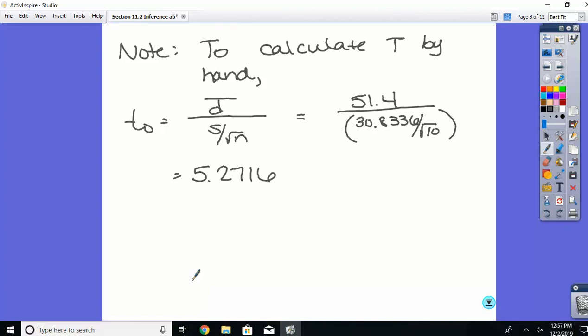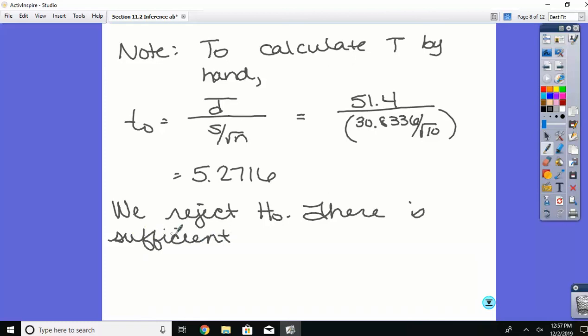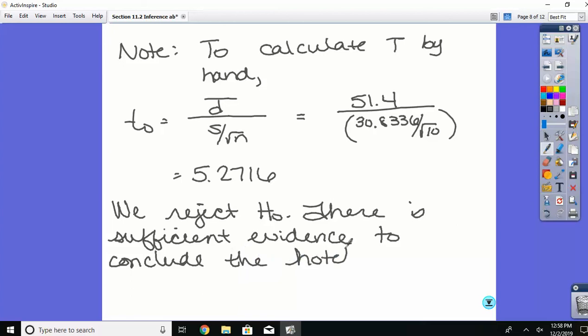So, tell me the sentence I would write. What's my final conclusion? We reject the null hypothesis because there is sufficient evidence to suggest that they are different. There's sufficient evidence to conclude that hotels are priced differently.